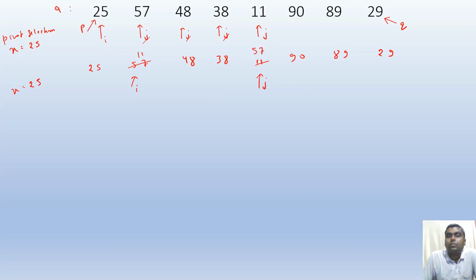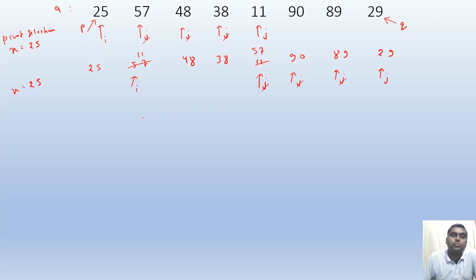Okay. Now just increase j. So j is this, a of j is 90. Is 90 less than 25? No. Just iterate the loop. a of j is 89. 89 is not less than 25. Just go one more. So 29 is not less than 25. So finally this loop is over.